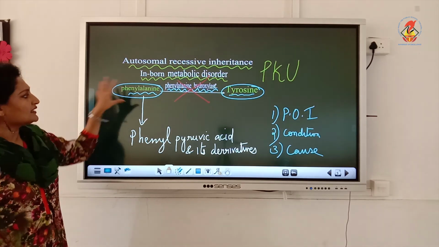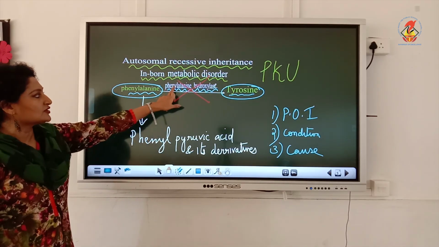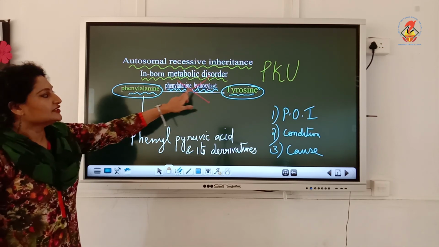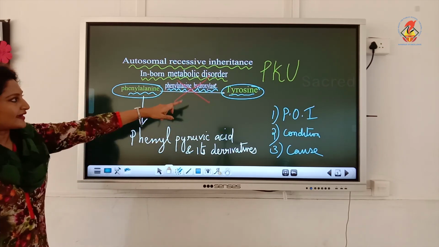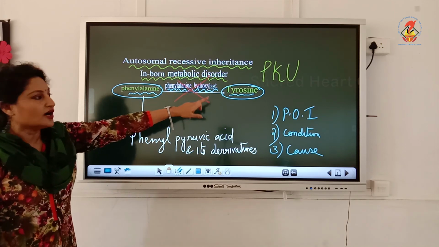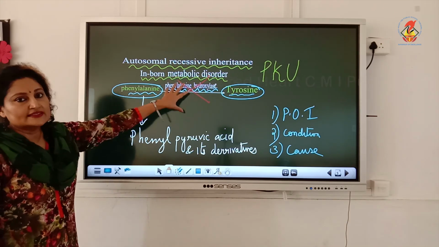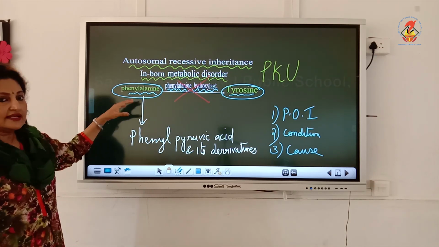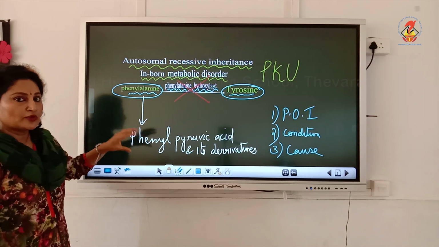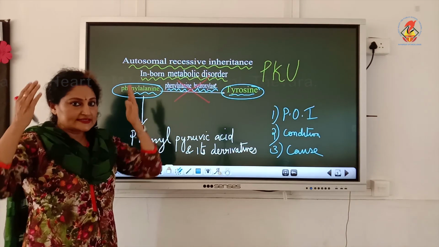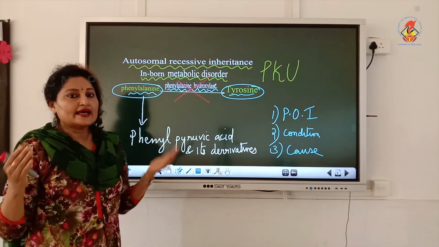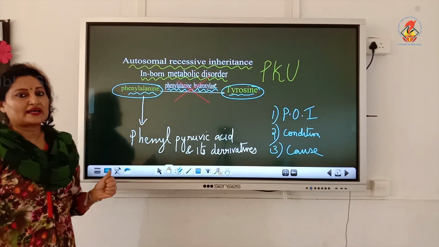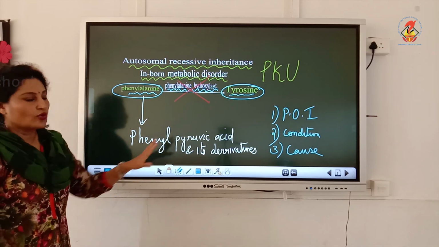Clear? So in the normal individual, what is present? Phenylalanine hydroxylase. This is an enzyme which converts phenylalanine into tyrosine. But in phenylketonuria, what is the drawback? This particular enzyme is absent. So this conversion does not take place. Instead, phenylalanine gets converted into phenylpyruvic acid and its derivatives, and it gets accumulated in the brain or head, and a lot is excreted through the urine because of the poor absorption capacity of the kidney. Clear? I hope you have understood.